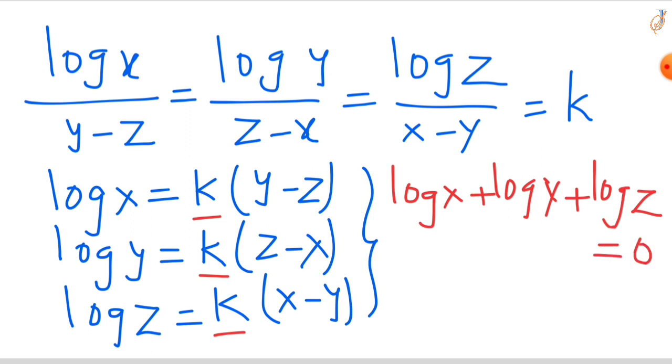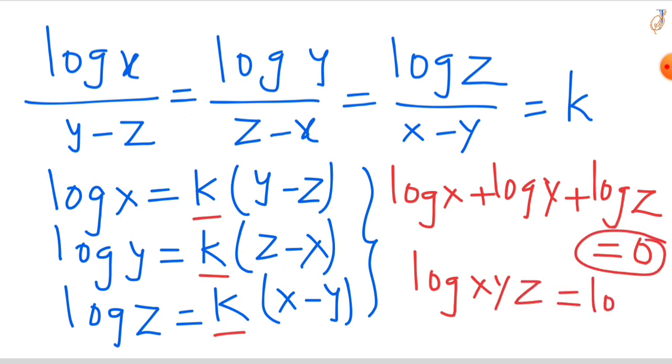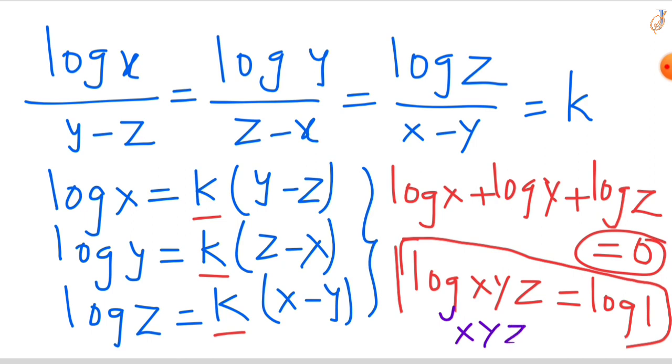The left hand side we can write as log xyz. So instead of 0 we can write it as log 1. Log 1 value is 0. And take anti-log on both sides, then you will get xyz equal to 1. Consider this as equation 1.